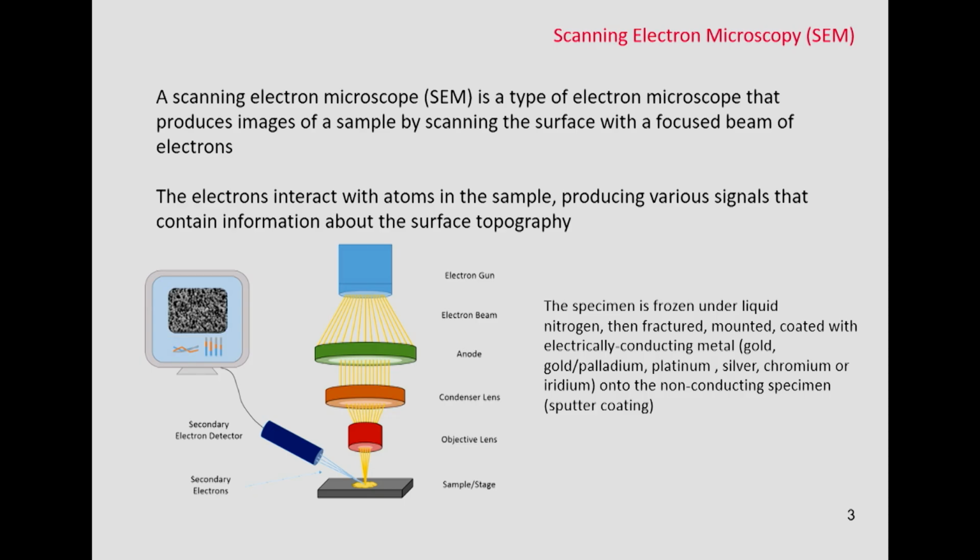So, scanning electron microscopy. A scanning electron microscope is a type of electron microscope that produces images of a sample by scanning the surface with a focused beam of electrons. The electrons interact with atoms from the sample, producing various signals that contain information about the surface topography. So, of course, it's important for the sample to be examined to be conductive.